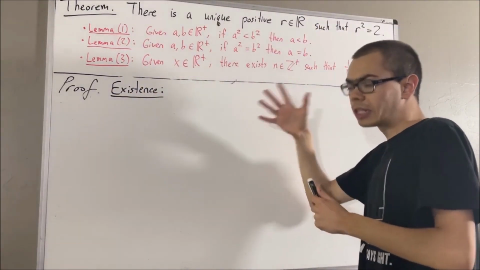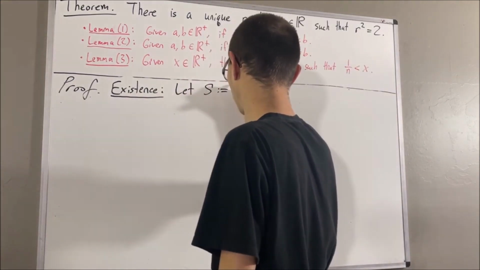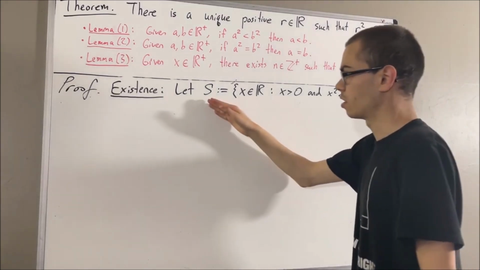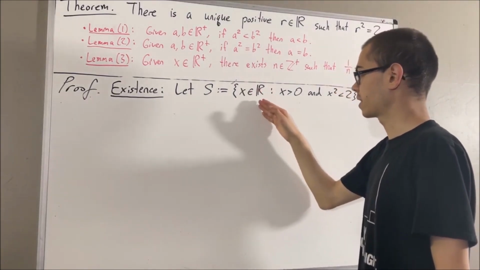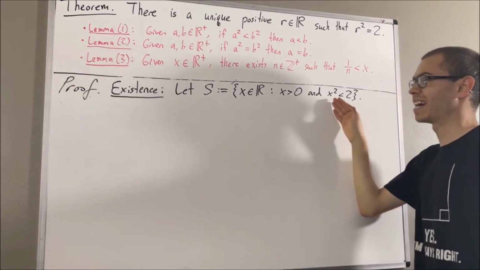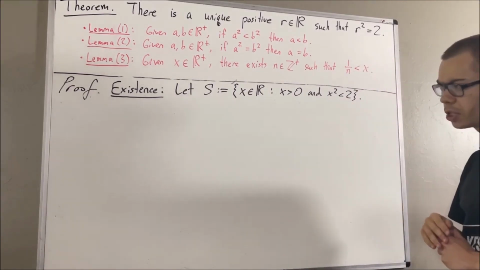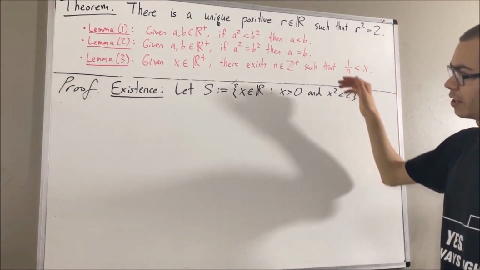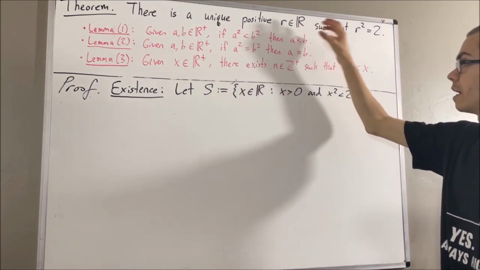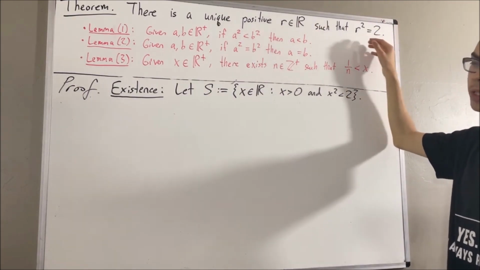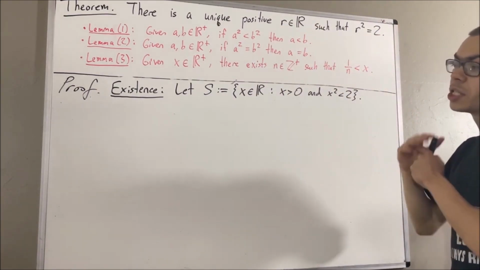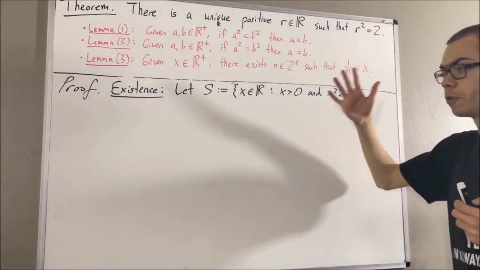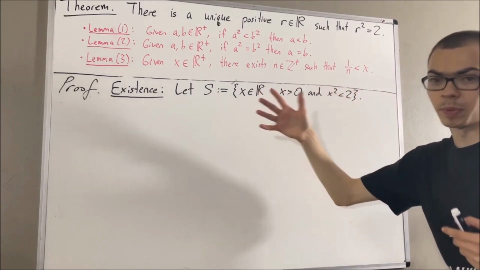And to start out, let's consider the following set. We consider the set S, which we say is the set of all real numbers x such that x is greater than 0 and x squared is less than 2. Now what we're going to do is show that S has a least upper bound, because we expect the least upper bound of S to be positive, and we expect the square of the least upper bound to equal 2. And to show that S has a least upper bound, if we recall, every non-empty subset of real numbers with an upper bound has a least upper bound.